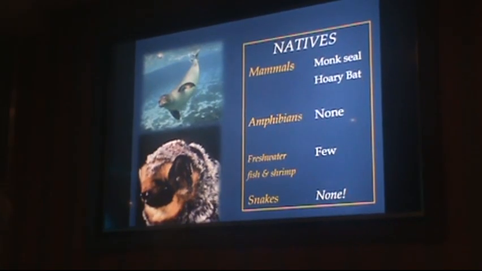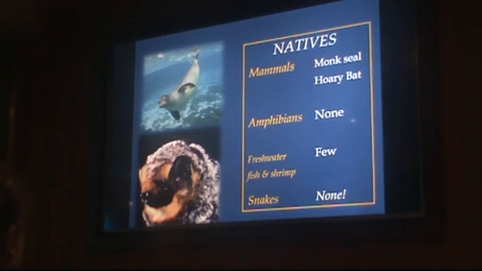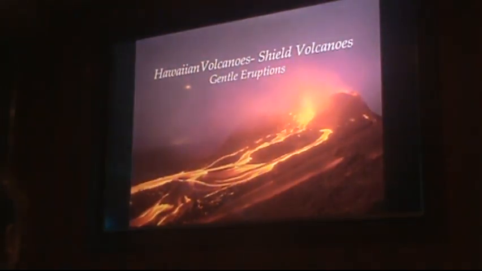in the world. There are some native mammals, the monk seal, hoary bat. There are no amphibians here on the island. There are a few fish and shrimp, and there are no snakes, which means you can go wander around and you don't have to worry about getting bit by a snake. There are no snakes. There's a little garden snake here.